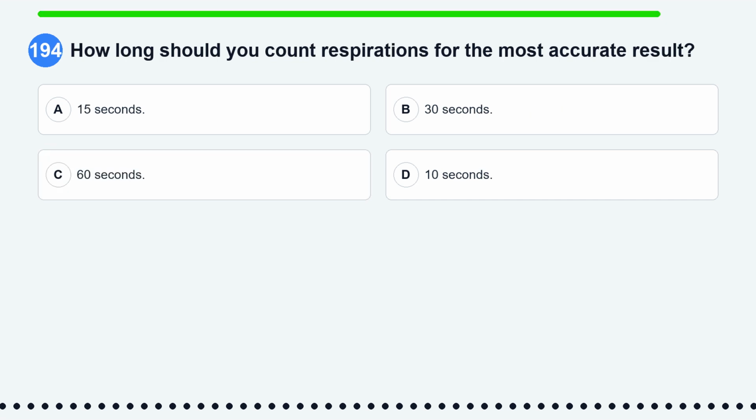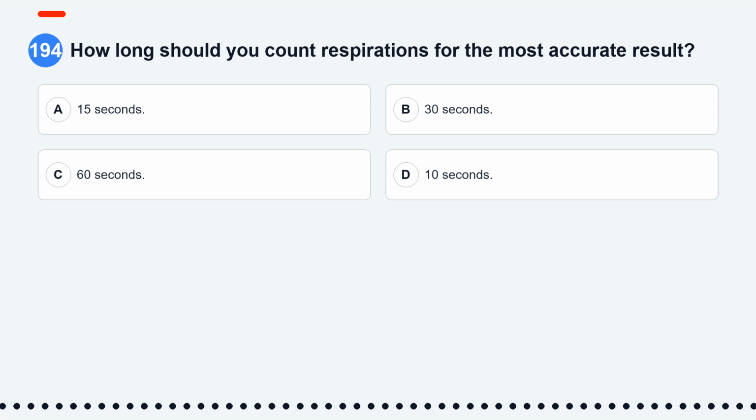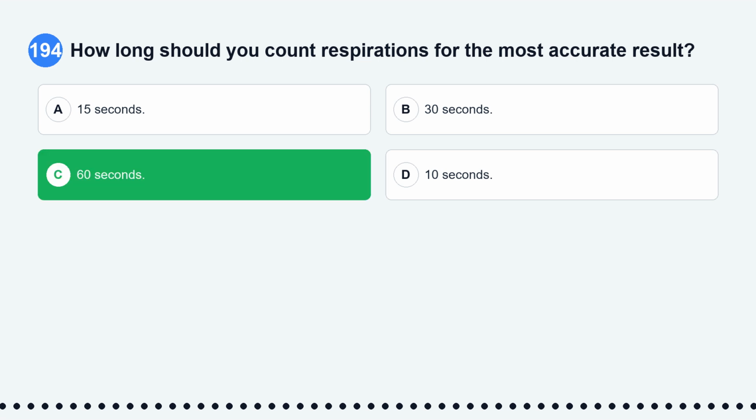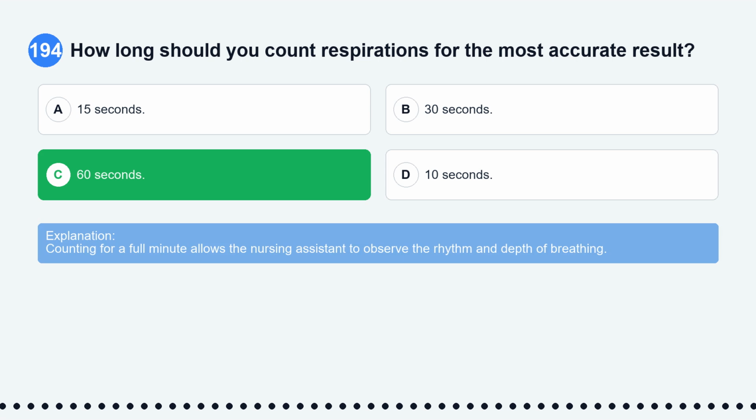Question 194. How long should you count respirations for the most accurate result? Option A, 15 seconds. Option B, 30 seconds. Option C, 60 seconds. Option D, 10 seconds. The correct answer is option C, 60 seconds. Counting for a full minute allows the nursing assistant to observe the rhythm and depth of breathing.